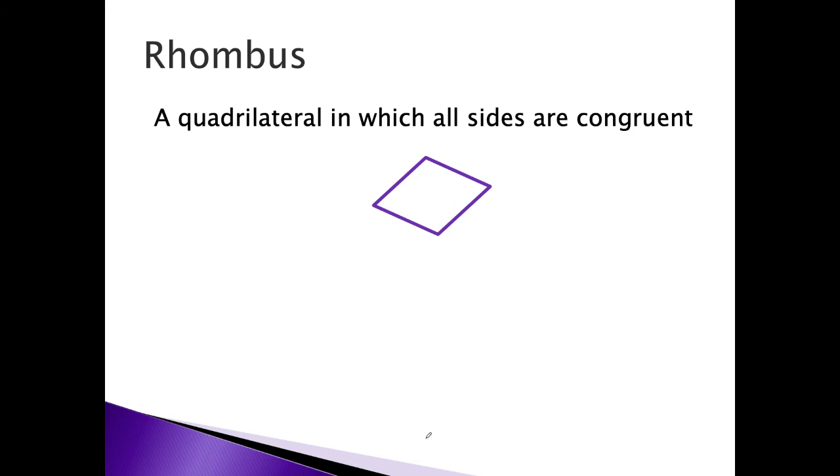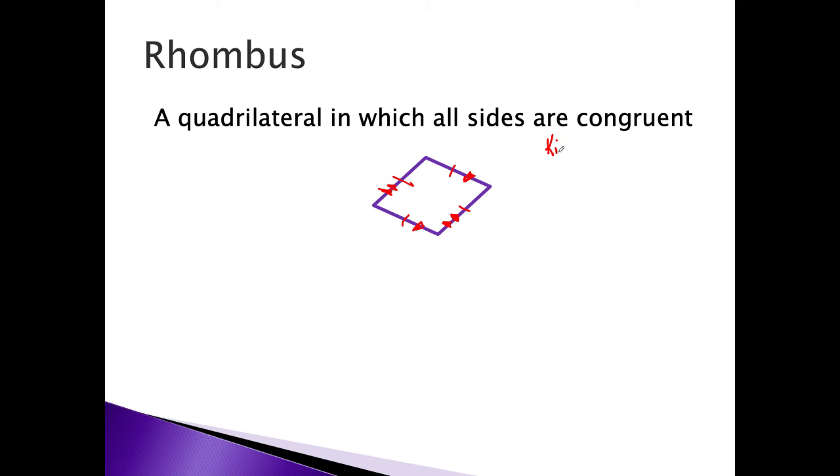Next, we're going to talk about the rhombus. A rhombus is a quadrilateral where all the sides are congruent. So a rhombus is a baseball diamond. So all these sides are congruent. They're also parallel. Not all of the sides are parallel to each other, but this side is parallel to this side, and this side is parallel to this side.